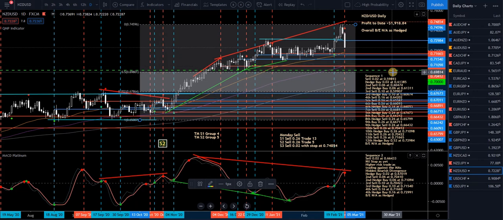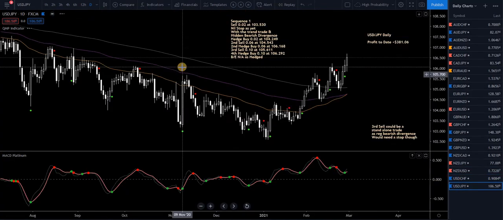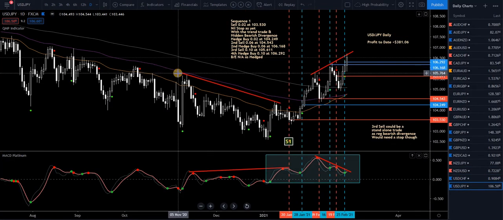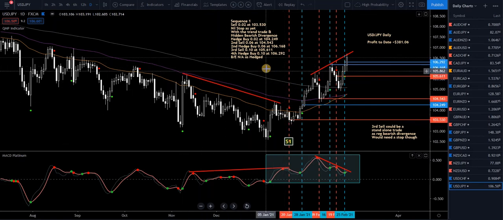So what's that? The 70 cent level. That's what I'm looking at. Let's get rid of that fib tool. All right, so New Zealand USD. We'll do the USD Japanese Yen because this is one that is giving me a little bit of grief at the moment. All right, the initial, we're in sequence 1.